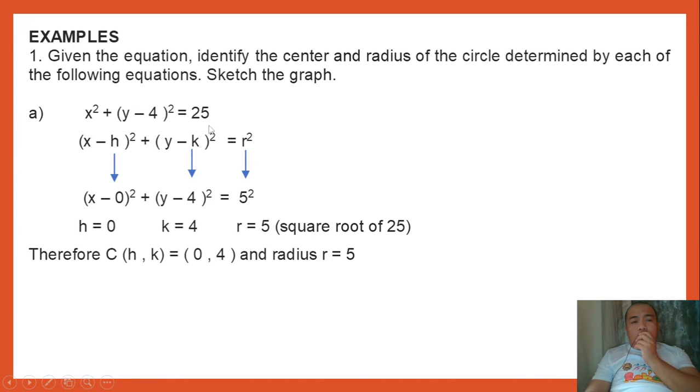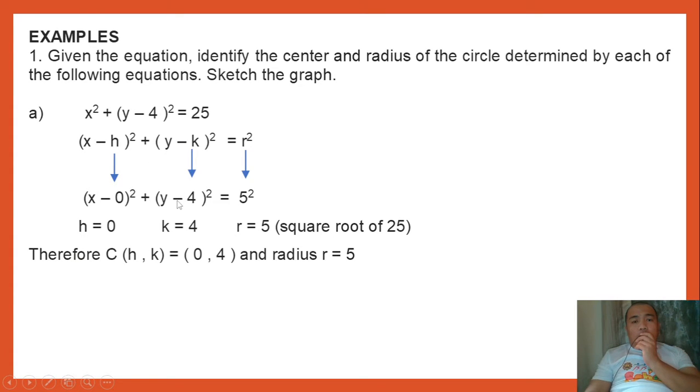So this is written in standard form: (x minus h) squared plus (y minus k) quantity squared equals r squared. So that means it is equivalent to (x minus 0) quantity squared plus (y minus 4) quantity squared equals 5 squared. So from the equation, we can now tell that h is 0, k is 4, and r is the square root of 25, which is 5. That is how to get the center and radius of a circle when it is written in standard form.